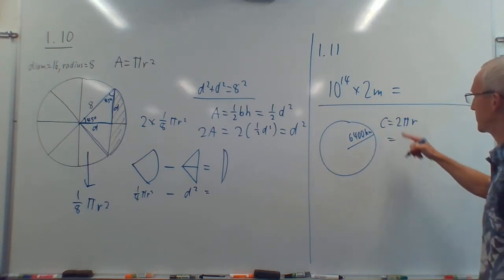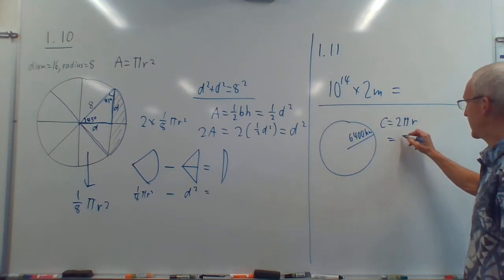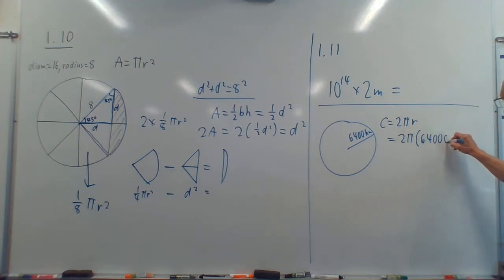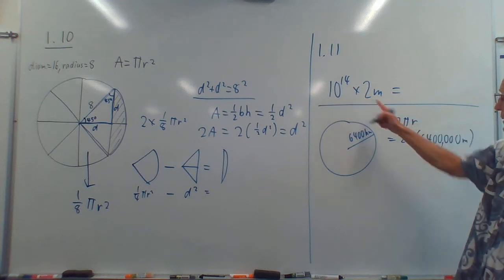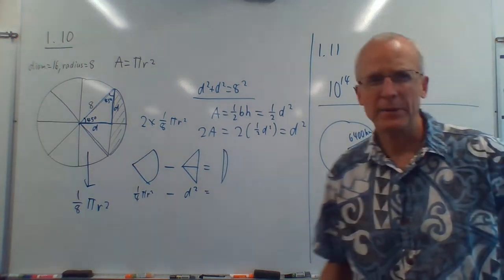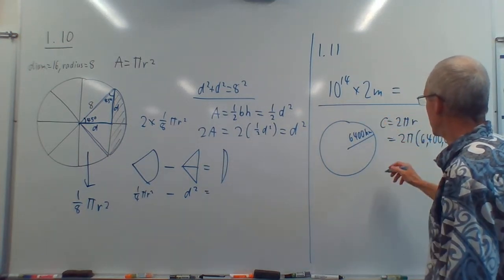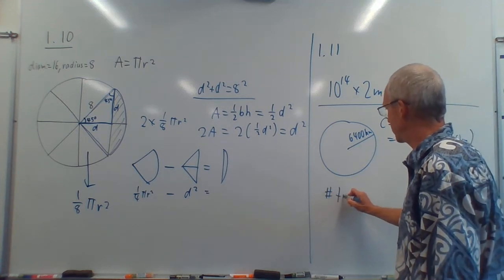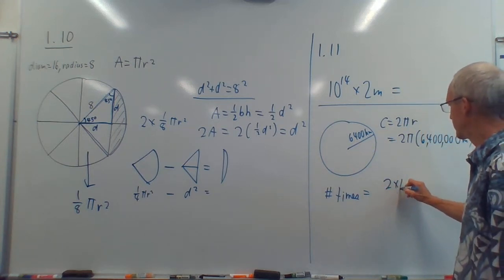However, we need to change that to meters because we have meters here. So that's 2 pi times 6,400 with 3 zeros. So about 40 million meters. That's the circumference. We take this number here and divide it by that, and that's about how many times it goes around the Earth. So that's all they want to do. You take the number we have, divide it by this number. So this is 2 times 10 to the 14th.